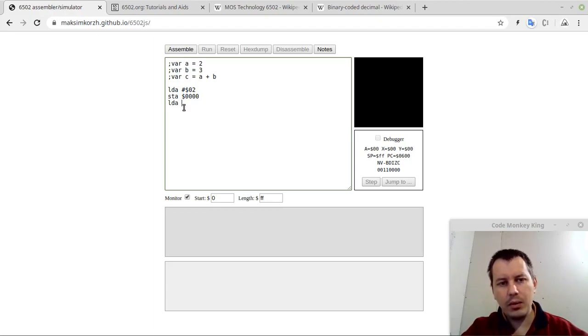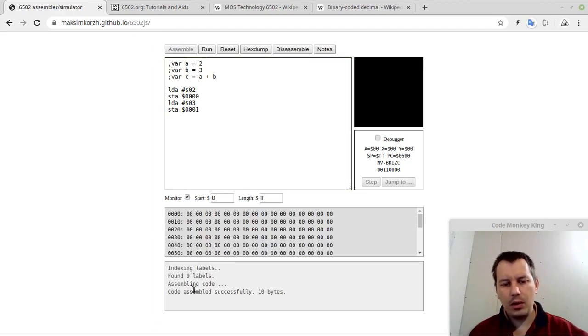So again, I'm loading the value of 3 now, and then I say STA, and in this case 0001. So at this point the initialization is done, and let's assemble the code. So we got this successful assemble. This is the memory map.